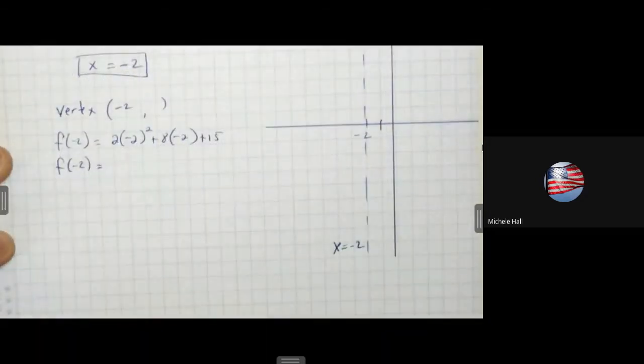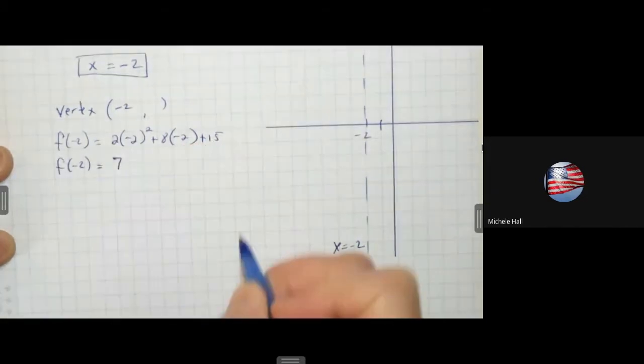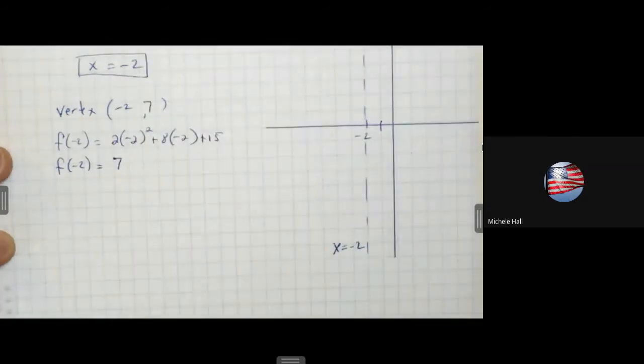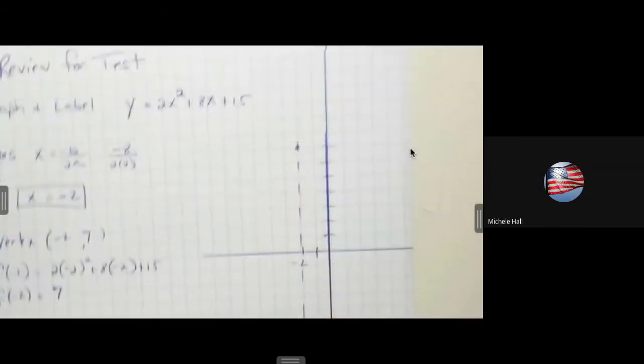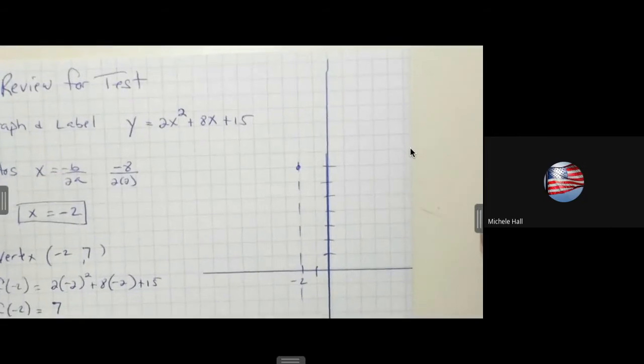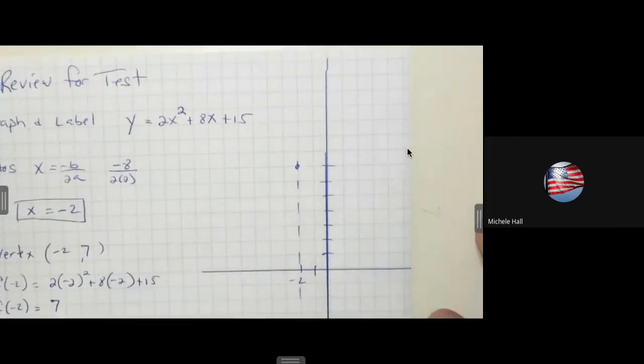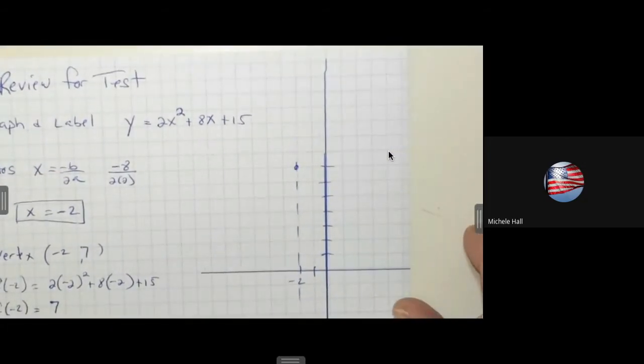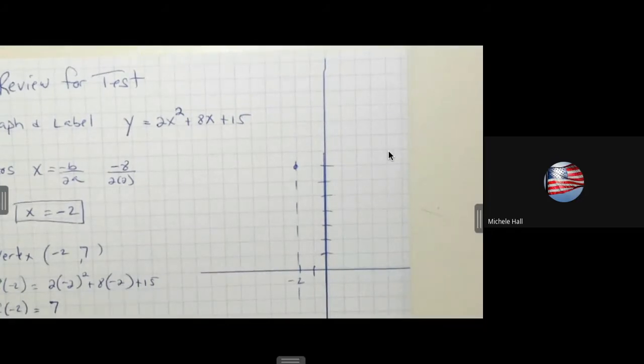What did we get for negative 2? 7? Everybody agree? Okay, so my vertex is at negative 2, 7. Yeah, I should have as well. That's okay, however you want to do your graph. All right, so that's AOS, vertex. All we need is 1 point. Where am I going to find that 1 point?